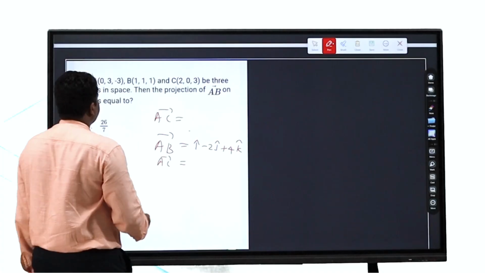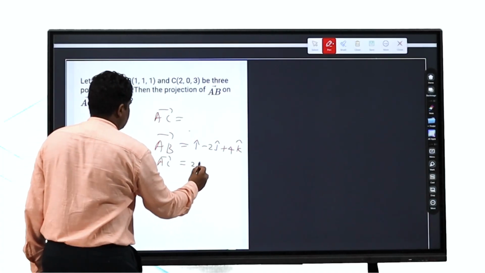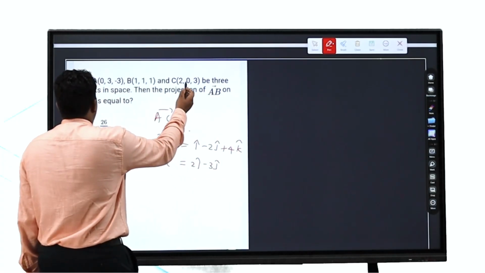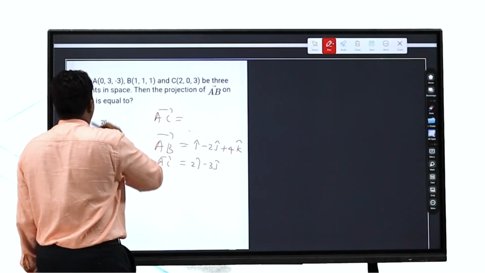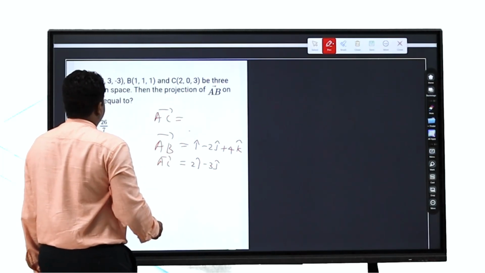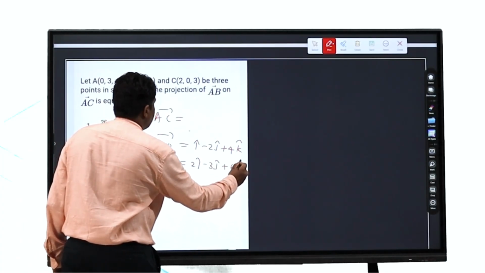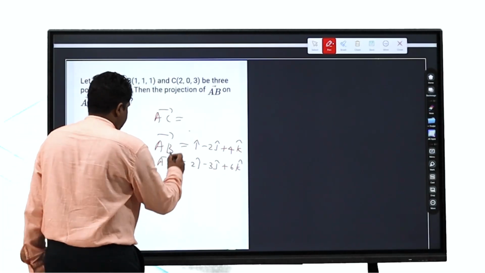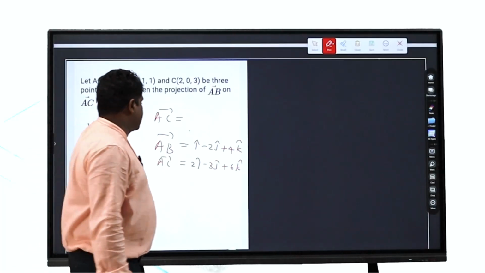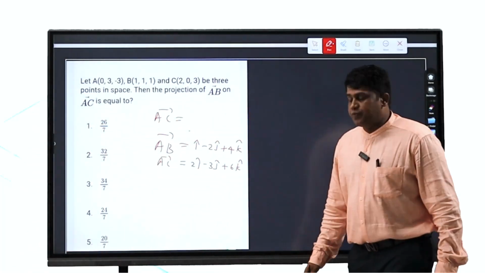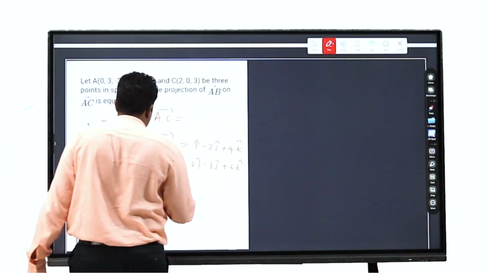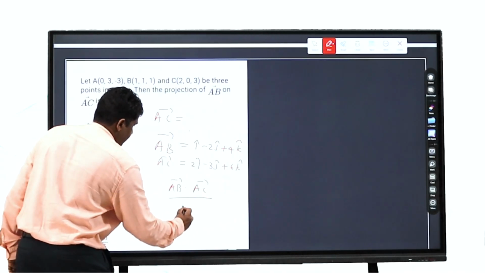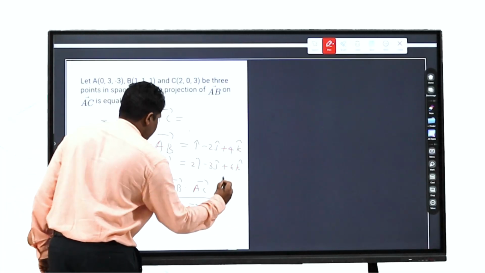Then what is the AC vector? The AC vector is equal to 2 minus 0, that is 2i. 0 minus 3, that is minus 3j. 3 minus minus 3, that is 6k. Then we have to find the projection of AB on AC. What is it? AB vector dot AC vector divided by magnitude of AC vector.